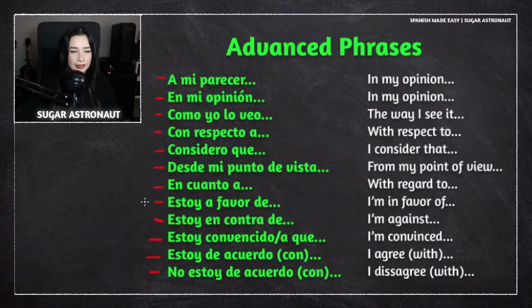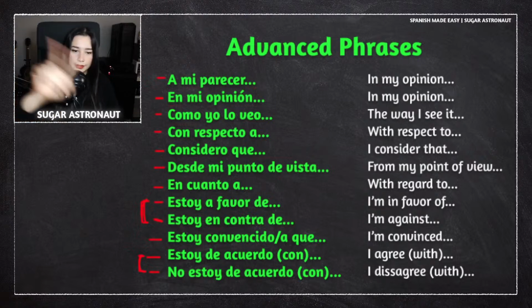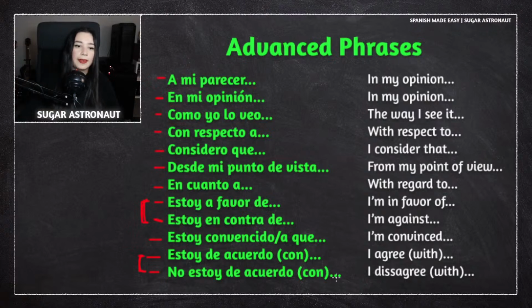So the last four, these are similar. One is positive and the other one is negative. And this one and this one, the last two, positive, negative. Estoy de acuerdo con, no estoy de acuerdo con. Okay? So that's very, very good. These phrases are more advanced, but they're not that complicated. They're complex, but they're not that complicated.